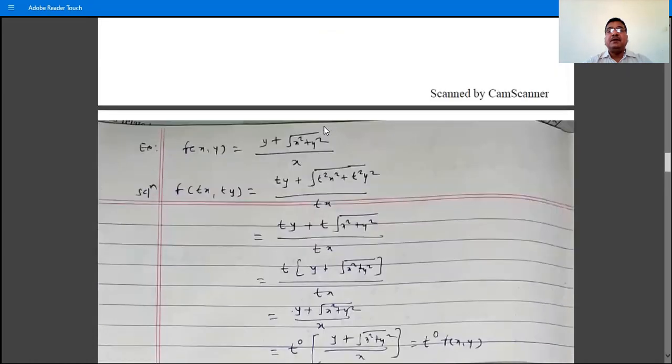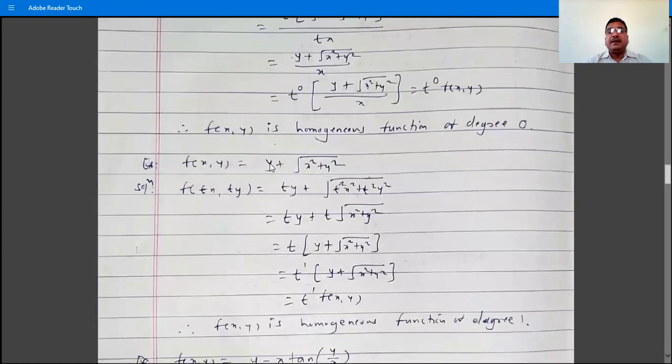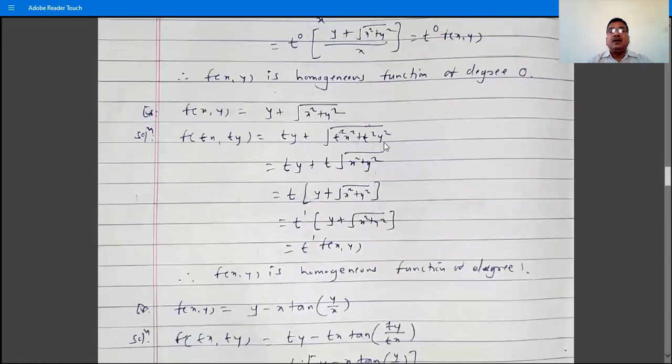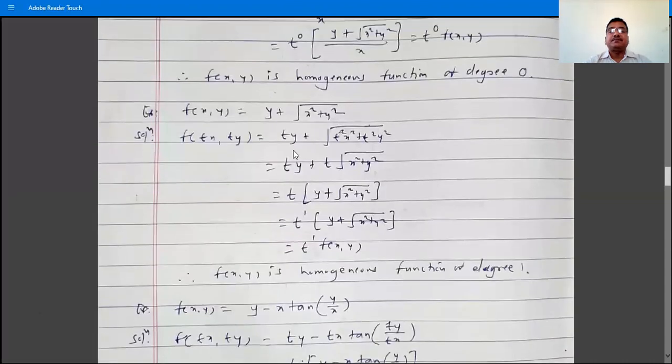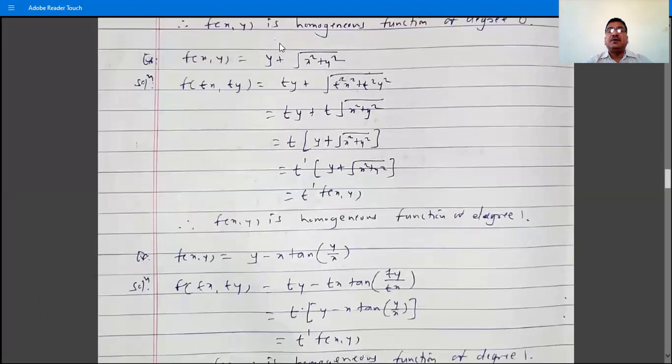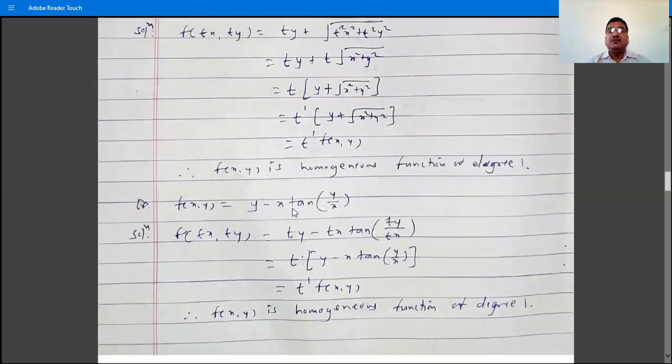Similarly, if we take y plus root x square plus y square separately, then f of (tx, ty) is ty plus root t square x square plus t square y square, and therefore we have ty plus t root x square plus y square. After taking t square common from the root, we have t outside the root, divided into root x square plus y square, then take t common. So we have t raised to 1 times f of (x, y). This is f of (x, y), and so this f of (x, y), equal to y plus root x square plus y square, is a homogeneous function of degree 1.